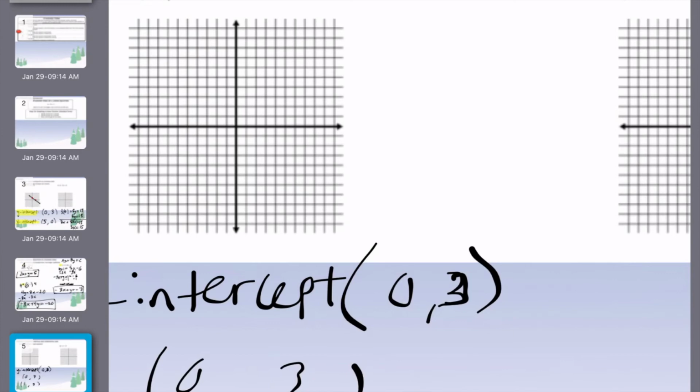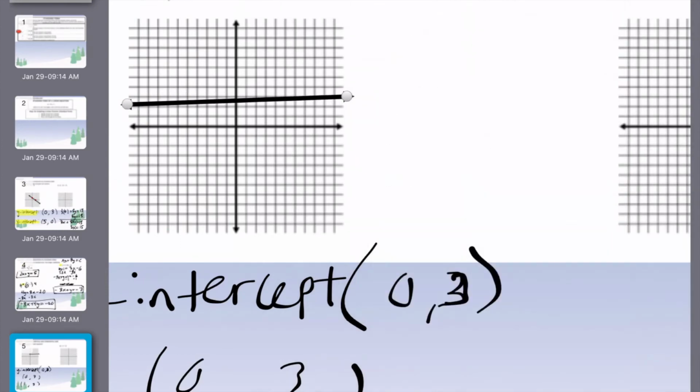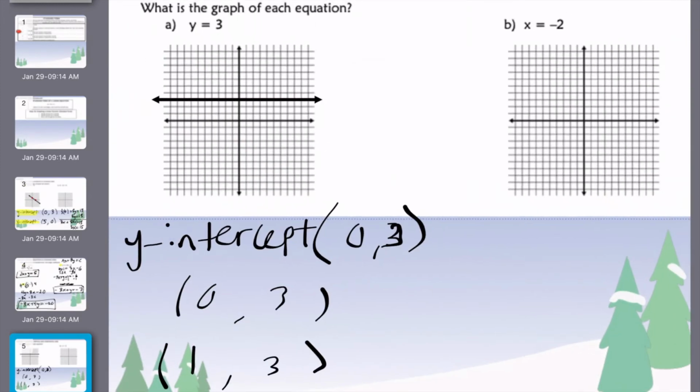So I move up 1, 2, 3, and I'll straighten that out a little bit here. And that's exactly what that graph is going to look like: a horizontal line at the y value of 3.